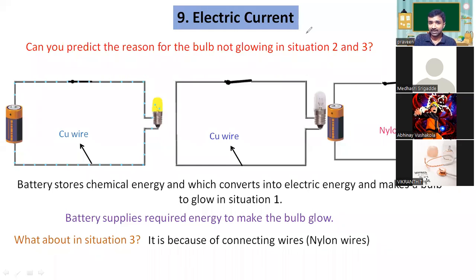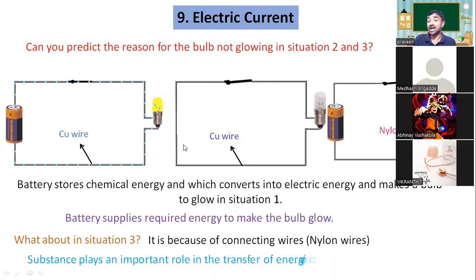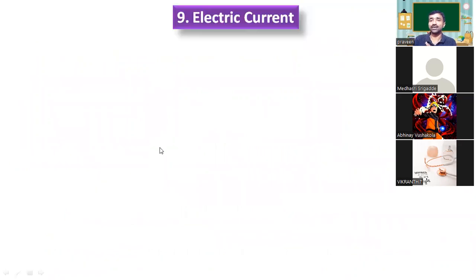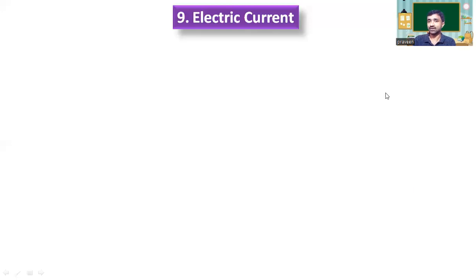Then here simply, the substance plays an important role in the transfer of energy from the battery to the bulb. This is the important point. This you need to realize, right? So now we are changing our topic to the substance, especially about the substance, right? So the substance plays an important role in conducting electricity, I said.